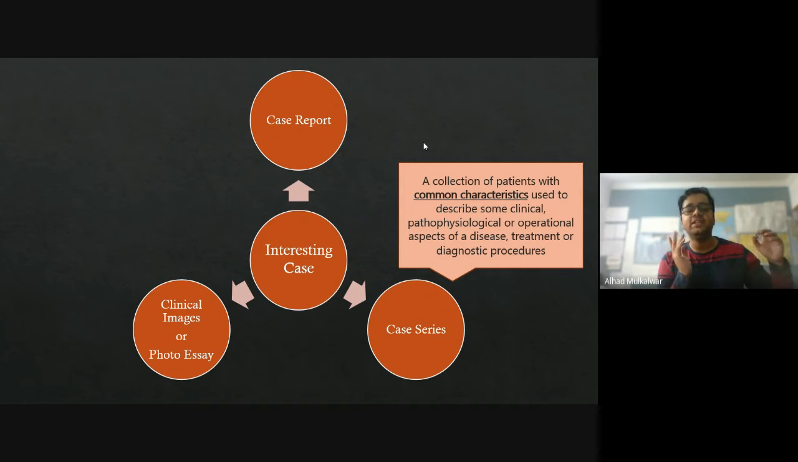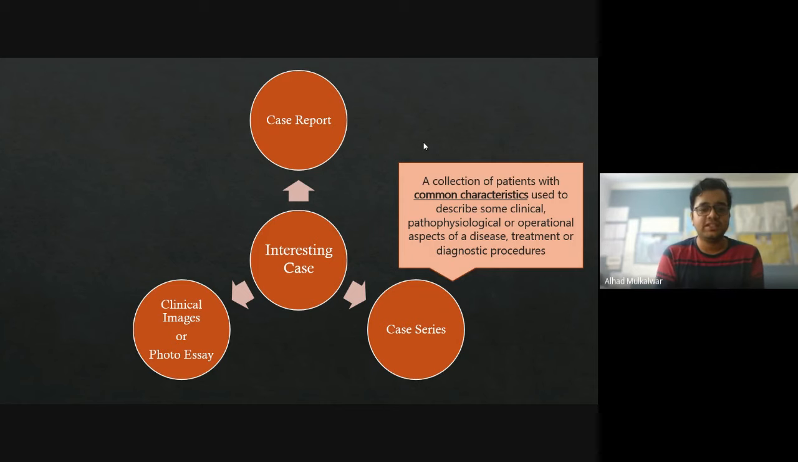Again, it could be the pathophysiology or the presentation or the treatment or the reaction, anything, or the post-op outcome as well. So when you find 2 to 3 patients who are having some common characteristic, you can group them together and present it as a single paper. So this is one small step higher above the case report, where you report only a single patient. However, in a case series, you report multiple patients, 2, 3, or there's no limit, but with some common characteristics around which you write your paper.